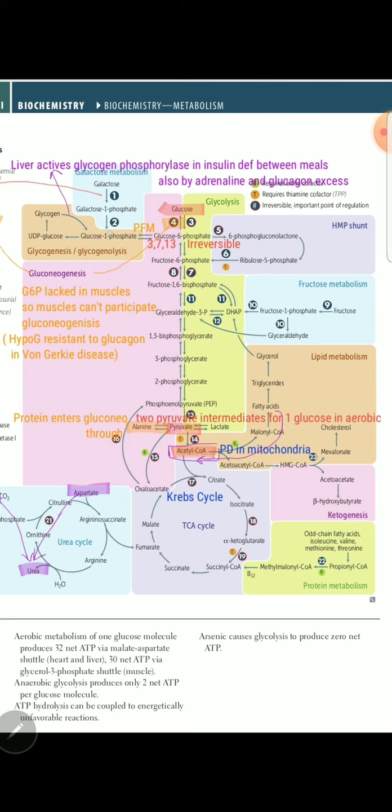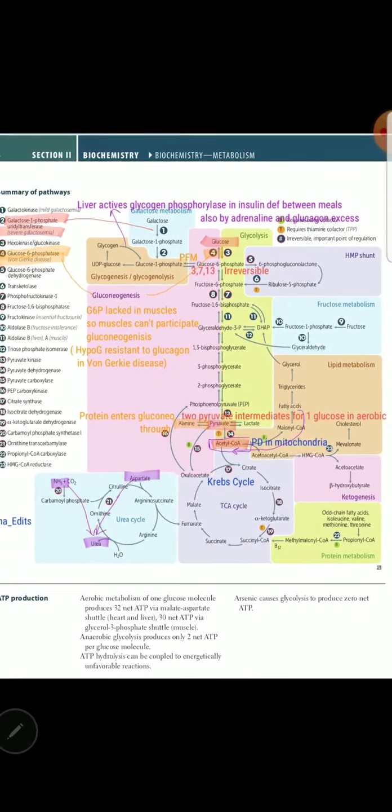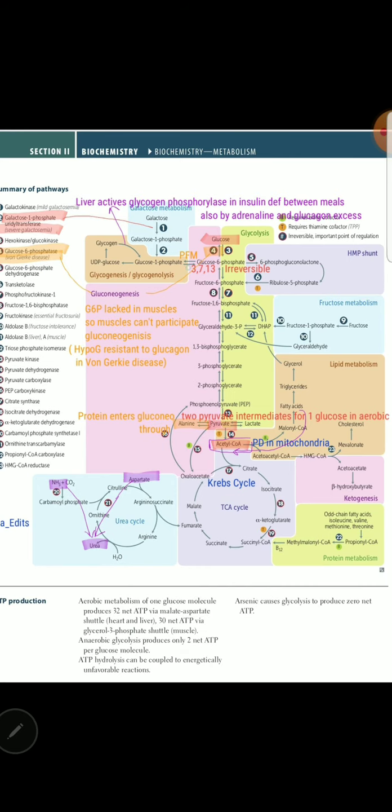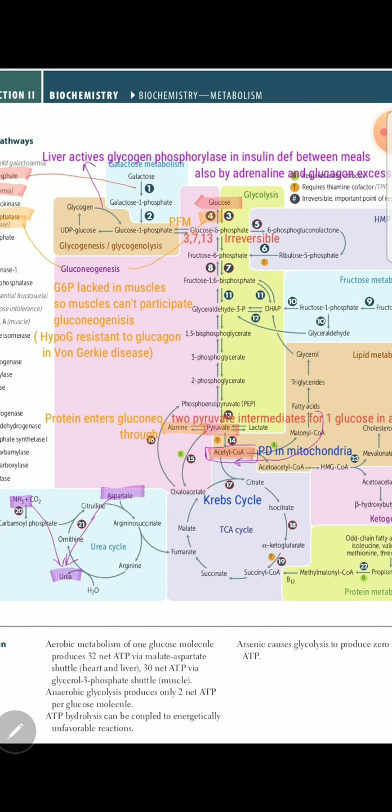So the phosphate at position 1 will move to position 6 by phosphoglucomutase. So this PGM enzyme is important because it will convert the one form to the other form with phosphate at the sixth position. It doesn't add phosphate, it just takes it from position 1 to 6.